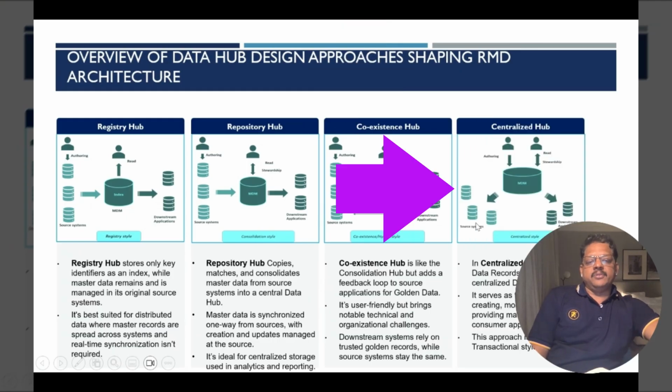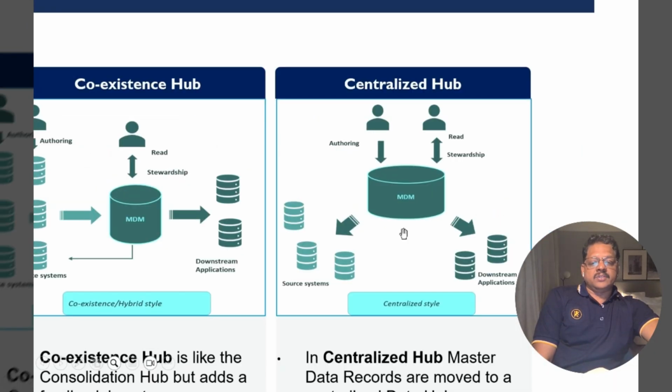Coming back to the last hub scenario, we have the centralized hub. In the centralized hub, master data records are moved to a centralized data hub. It serves as the sole source for creating, modifying, and providing the master data to all consumer applications. This approach is also called a transactional system. So it's very clear from here: the master data is updated at the central location, and the input sources are going to consume that, as well as the output sources are also going to consume from the MDM. So that's a centralized style.